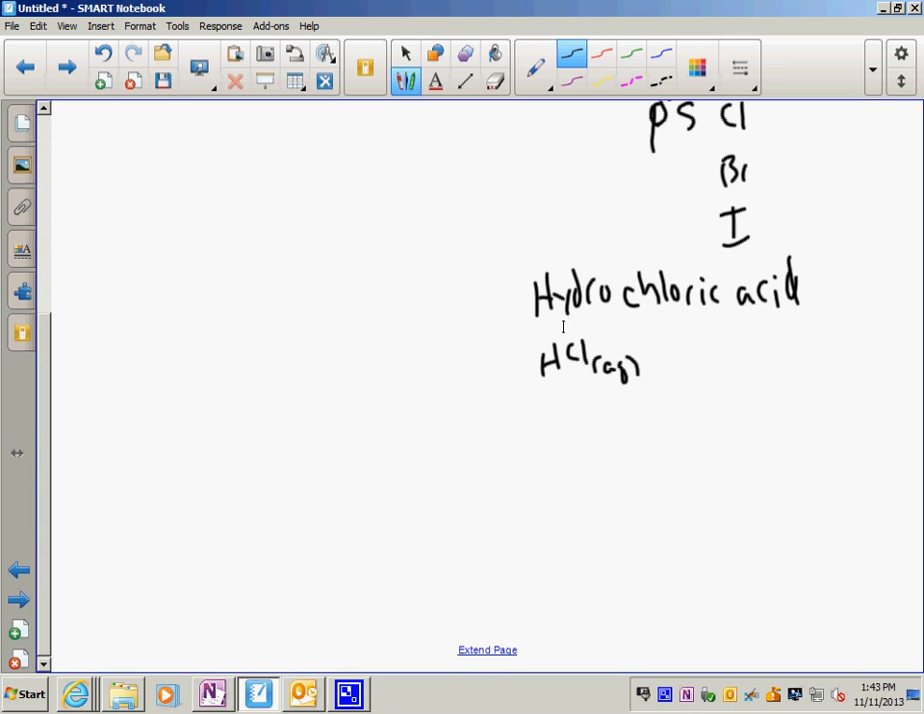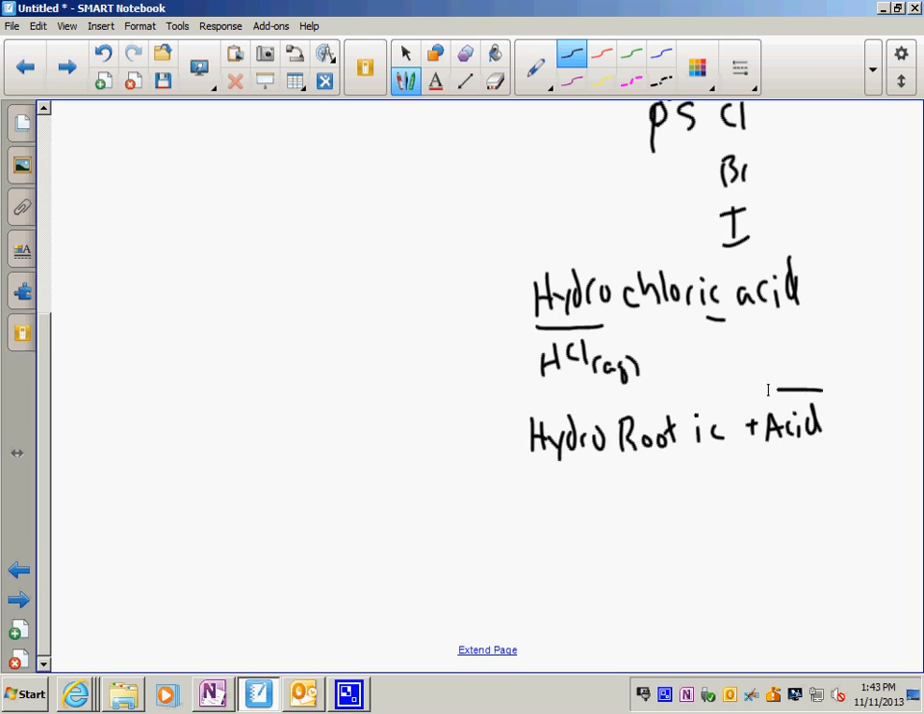All right, so the hydro and the ic never change. That's the template. Put it inside this box: hydro, then we have a root of the anion, and then ic, and then we have acid.